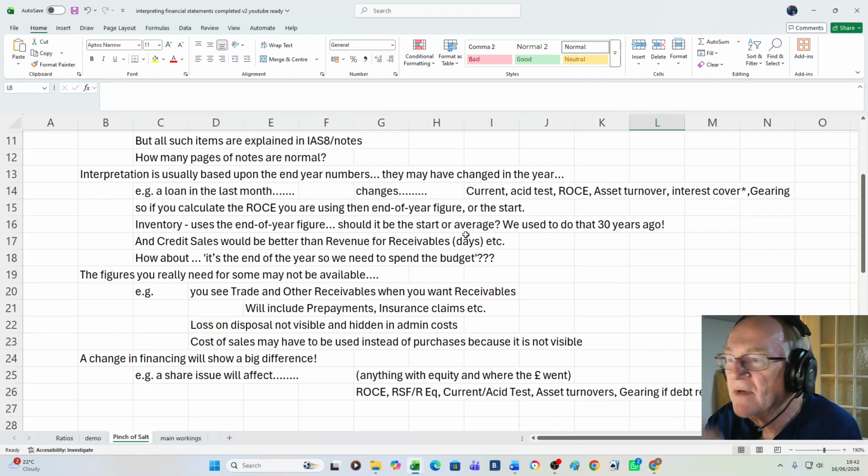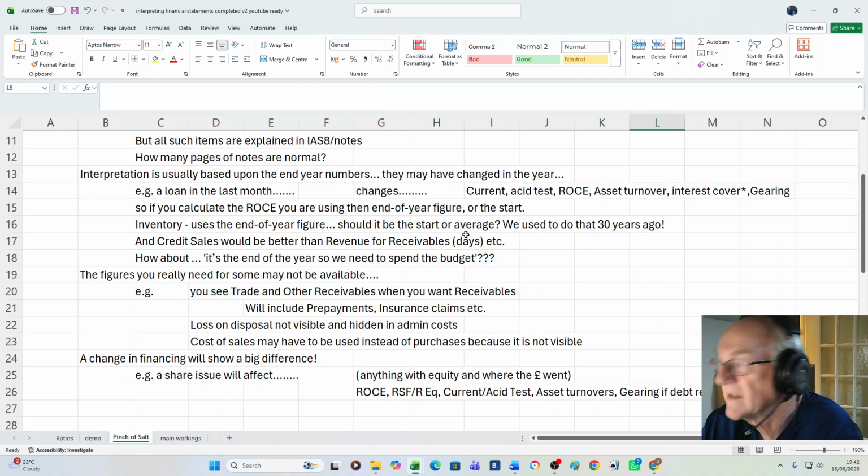Okay, so interpretation: we're using the end of year numbers. We're using closing inventory, closing receivables, and it may have changed in a year, so it's not telling you the true picture. If you've got last year's with you, you can see big changes and therefore can ask directors questions if you're an investor. Take out a loan in the last month.